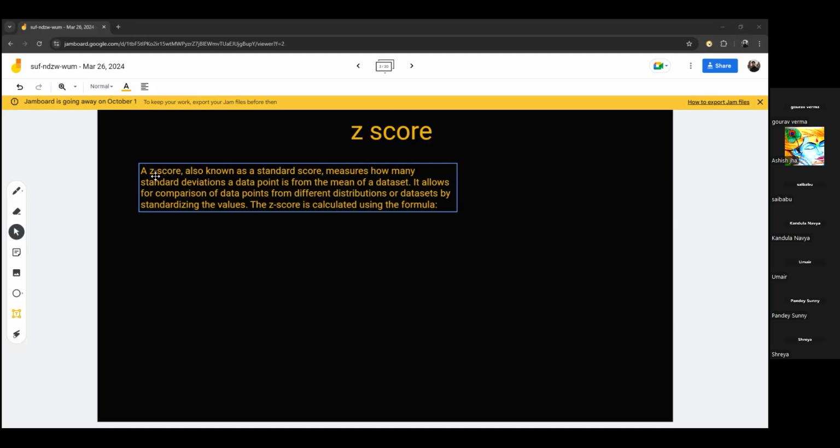Basically, we can say that a Z score, also known as the standard score, measures how many standard deviations a data point is from the mean of the data set. It allows for comparison from different distributions.